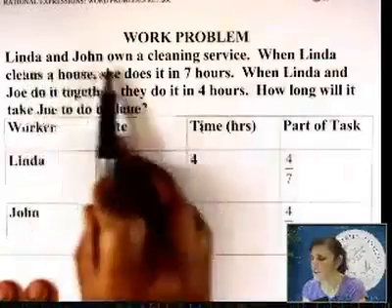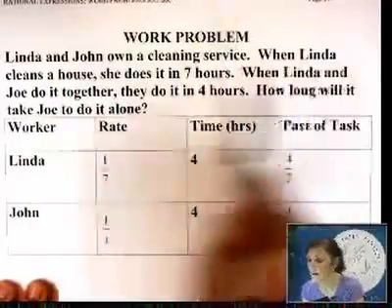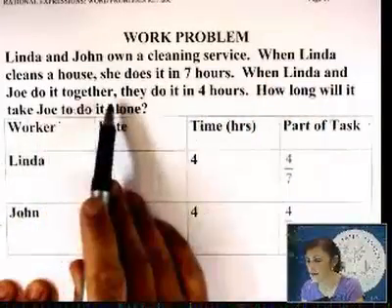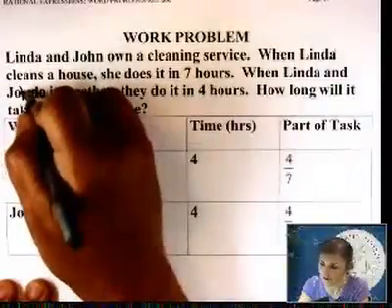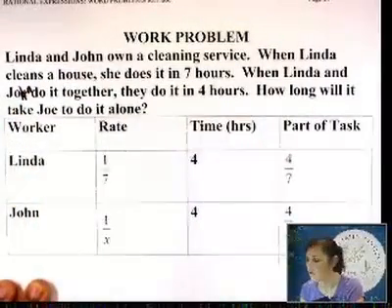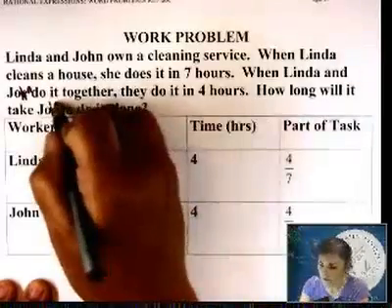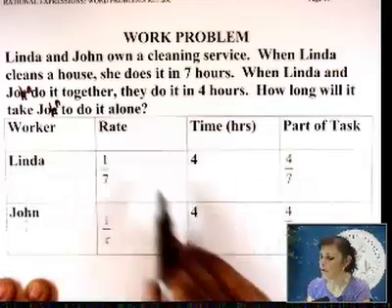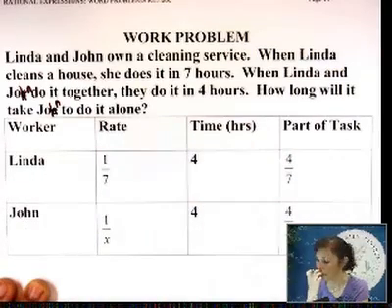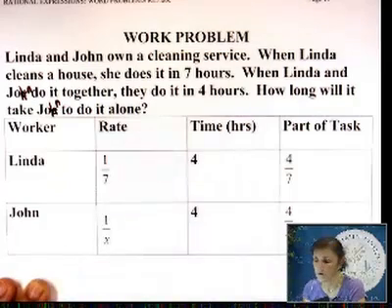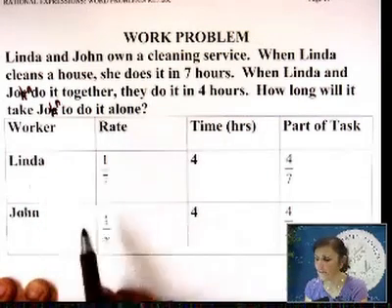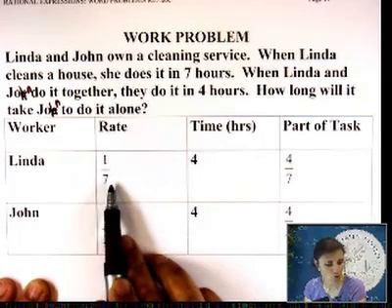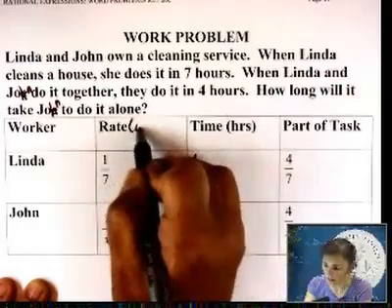Here it is. Linda and John own a cleaning service. When Linda cleans a house, she does it in 7 hours alone. When Linda and John do it together, they do it in 4 hours. How long will it take John to do it alone? Okay? So this is how we set it up: rate, time, part of the task you get done. The task is cleaning 1 house. Linda's rate is 1 house in 7 hours, so it's 1/7. The rate is work per time.